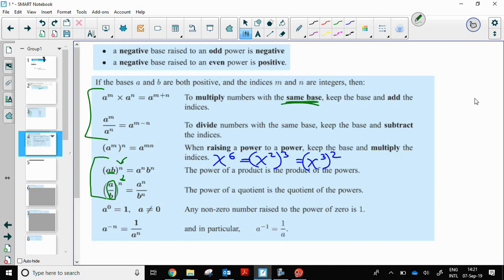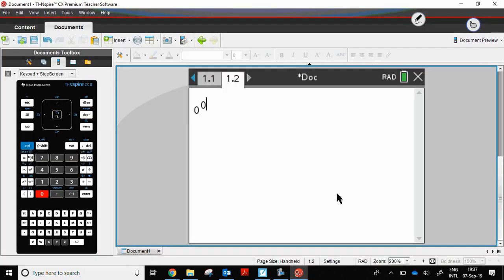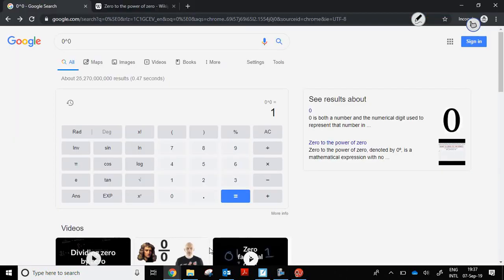Next we have my favorite one. If we raise a base to the power of 0, we get 1, as long as the base itself is not 0. 0 to the power of 0 is a curious thing, because if we ask our calculator, it will tell us that it is undefined, and I am generally inclined to agree with that. However, if we ask Google, it actually tells us that 0 to the power of 0 is equal to 1.